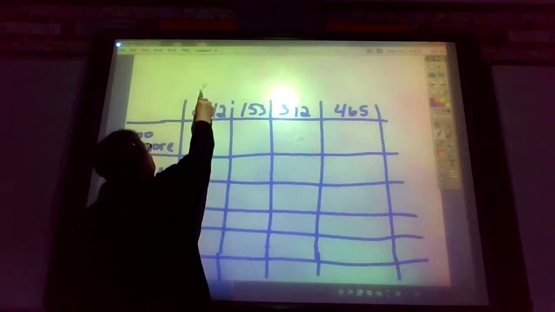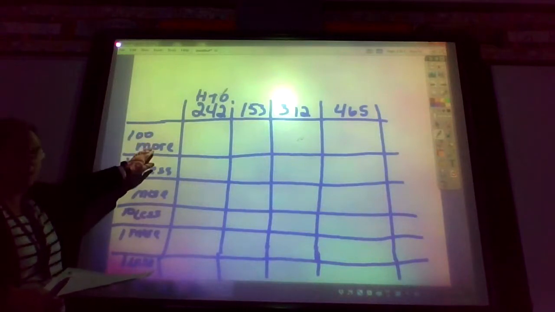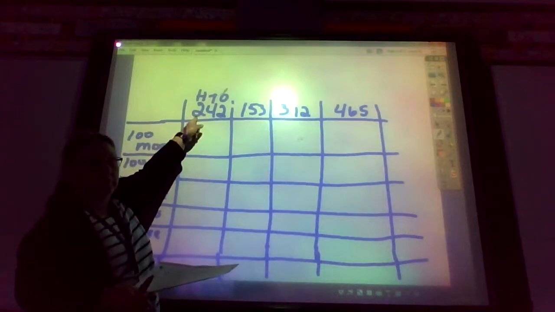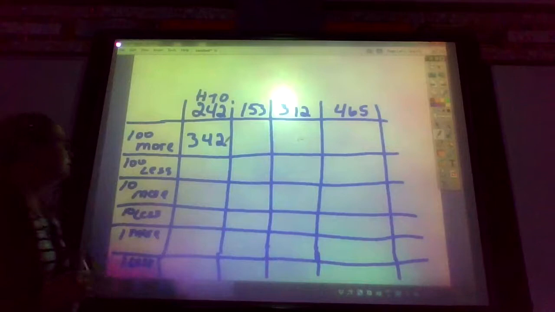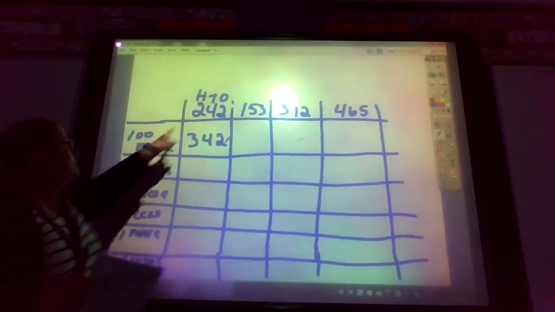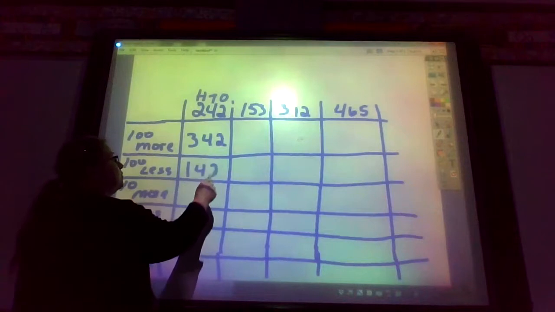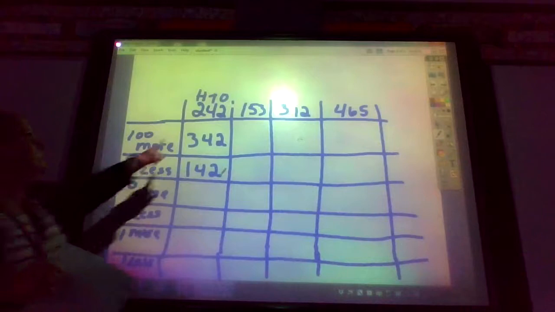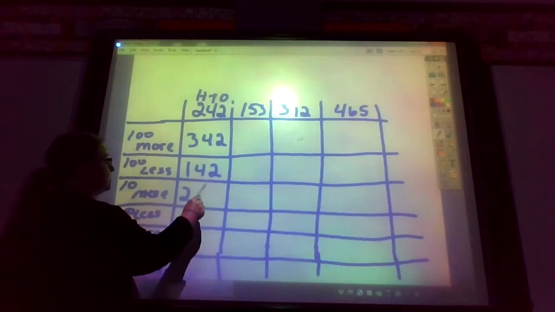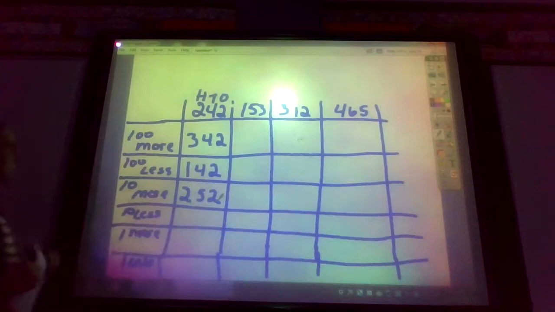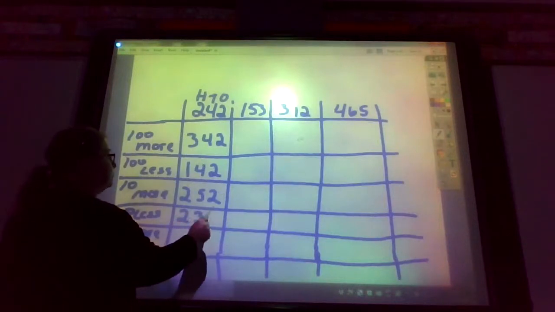242. Well, I'm going to label it hundreds, tens, ones. First thing I'm doing. This one is asking me for 100 more. Well, here's my 100, and they want more. So that's going to go to 342. Then if I just go down, they want 100 less. Here's my number, 242. 100 less would be 142. Now they only want me to work in the tens. Well, the 4 is in the tens, so that's the only number I'm changing. They want 10 more, so it's going to be 252. Now they want 10 less. I'm still working with this 4. 232.